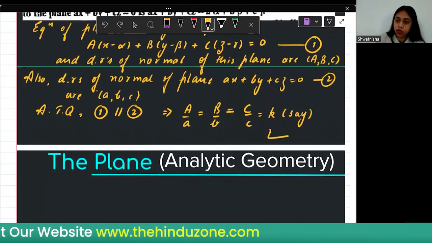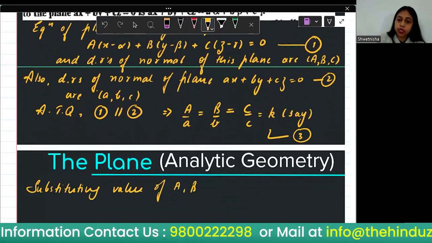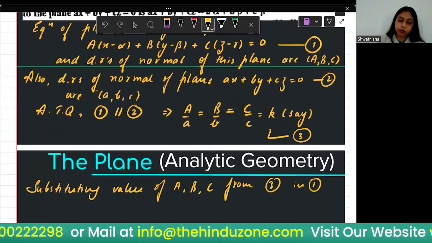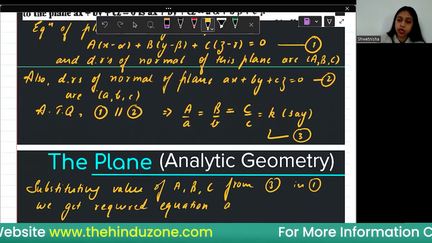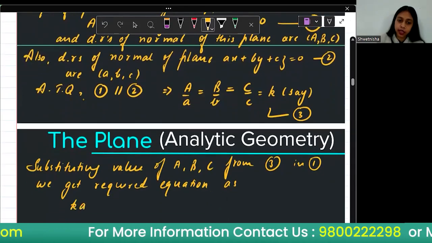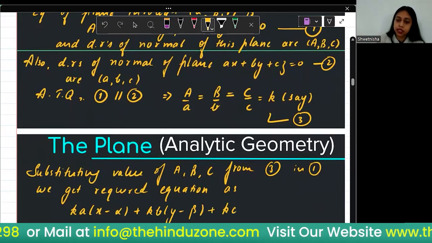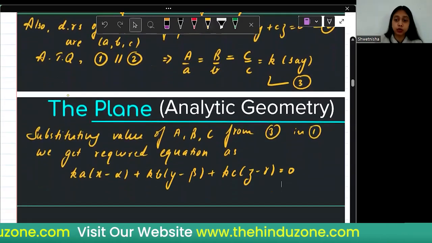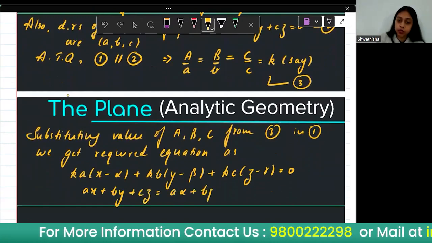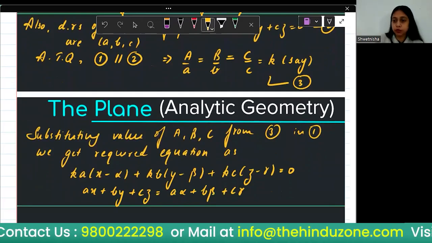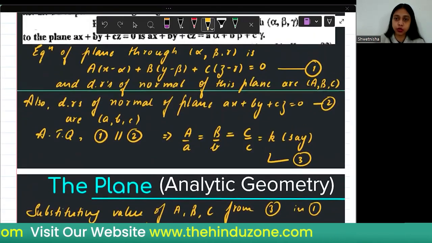Substituting the value of A, B, C from 3 in 1, we get the required equation as ka(x minus alpha) plus kb(y minus beta) plus kc(z minus gamma) equals 0. Taking k common, and the right hand side is 0, we get ax plus by plus cz equals a alpha plus b beta plus c gamma. And this is your required equation. This was your question number 1.